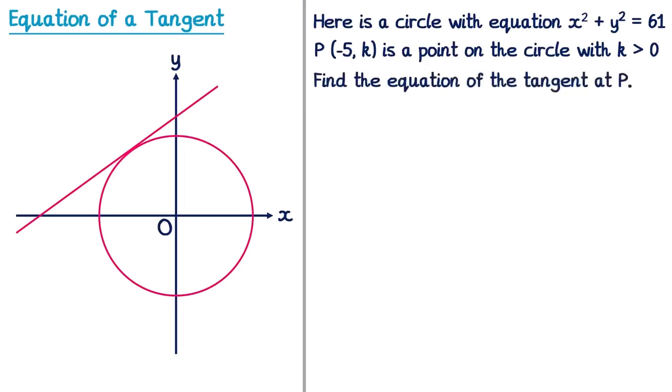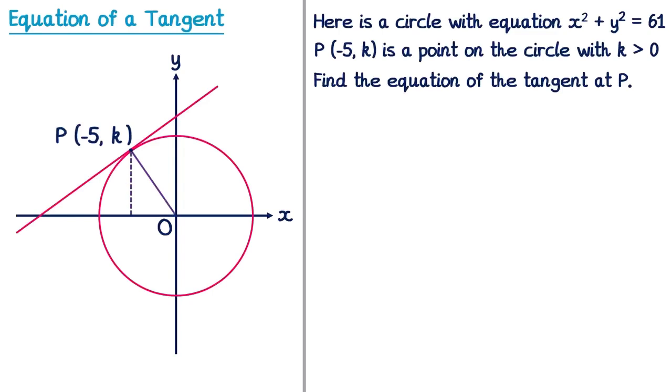So the first thing we're going to do in this question is mark on the point P, which is here, and it has coordinates negative 5, k. We can start this question in the usual way by drawing a line from O to P, and we're going to try and find its gradient using a gradient triangle.